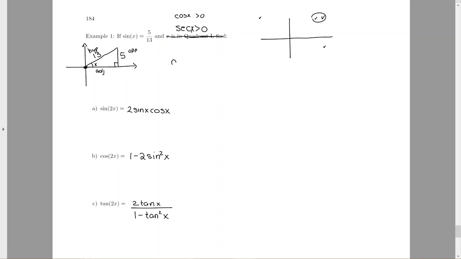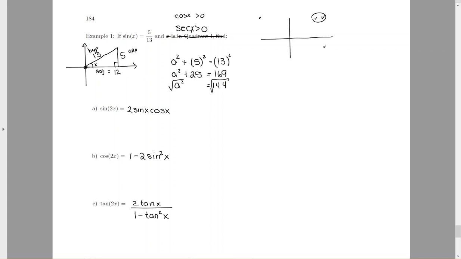So I'm going to call the adjacent a: a squared plus b squared equals hypotenuse squared. So I have a squared plus 25 equals 169. Subtract 25, and I get 144. Take the square root, and keep in mind you have to be aware of plus or minus. In this case, because you're on the positive x-axis, this is going to be a positive 12. Square root of 144 is 12.